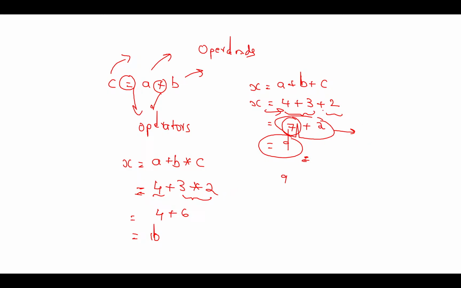Will it perform like the previous case, like first adding 4 plus 3 to get 7, and later multiplying by 2 to get 14? No, it should not happen like that. Then how will the system know which operation I need to perform first? Is there any rule?